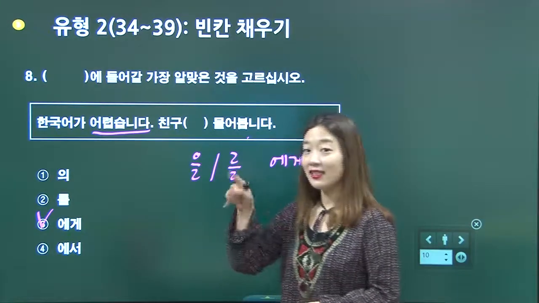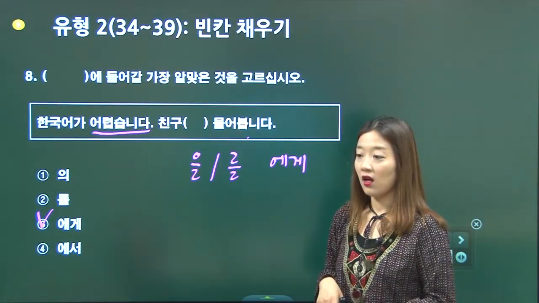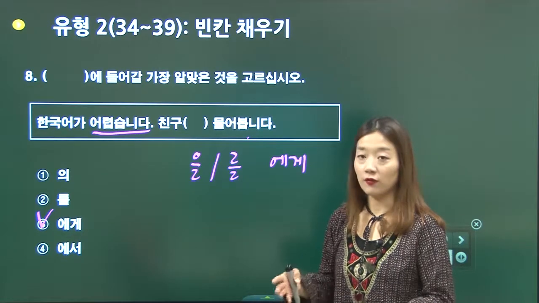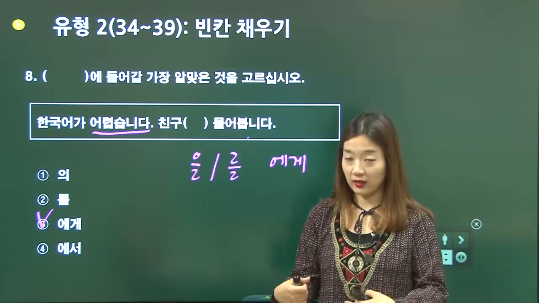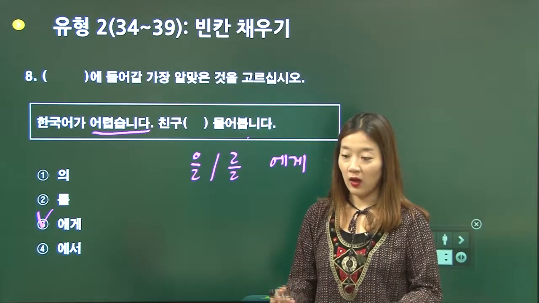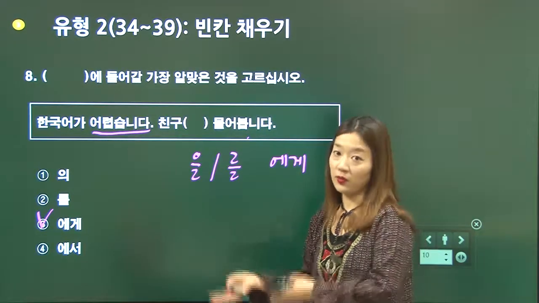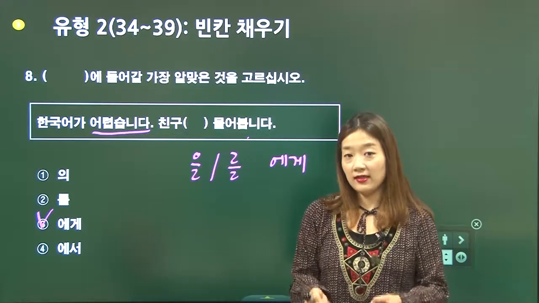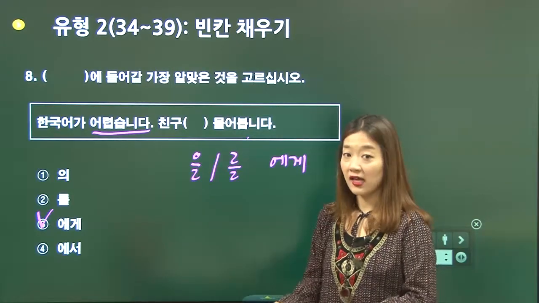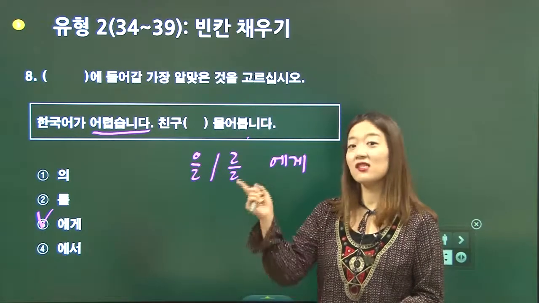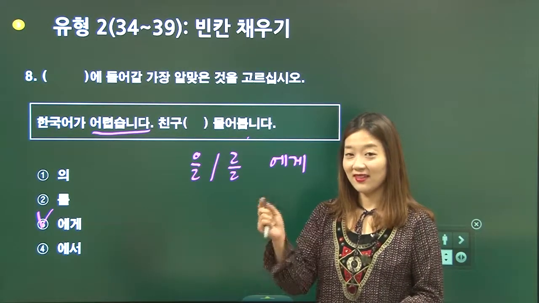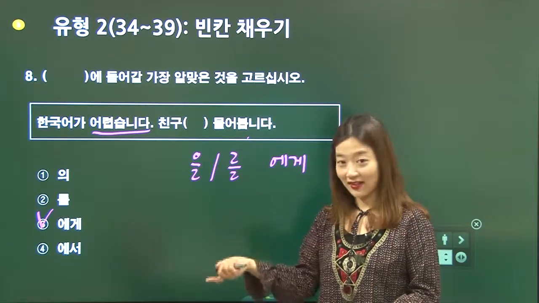Number 1, 의. 의 means, this is of. So, this is my book. So you can say, or this is teacher's book. So you can say, this is book of teacher, right? And in Korean, 선생님의 책. Remember? 선생님의 책.